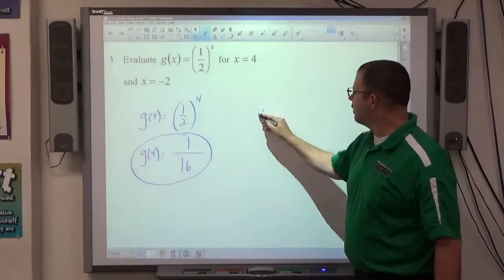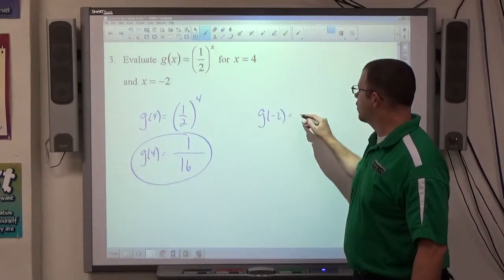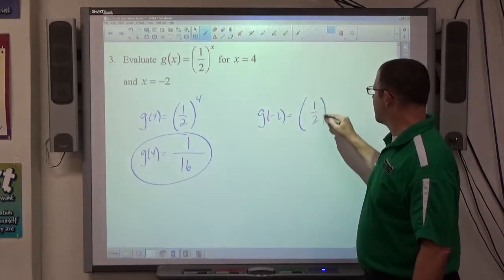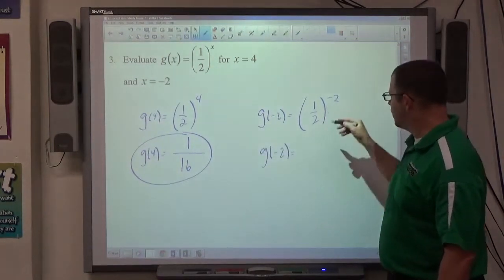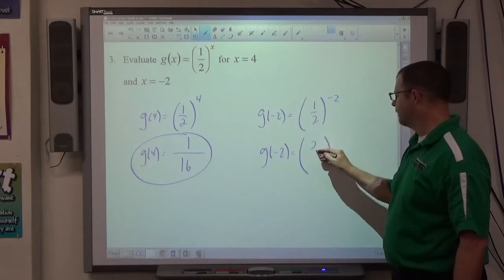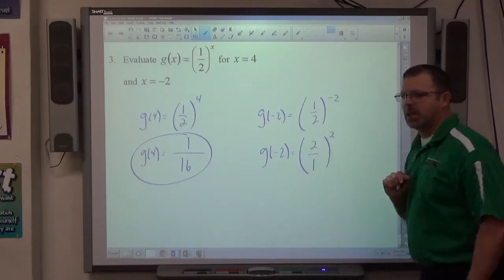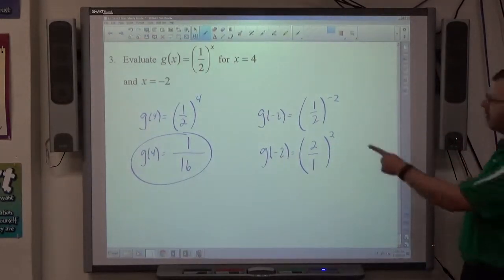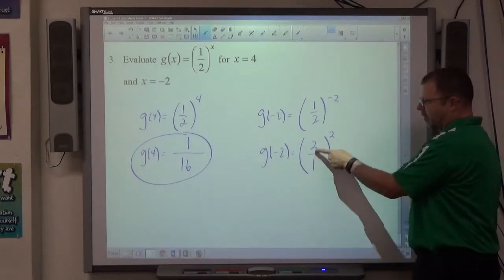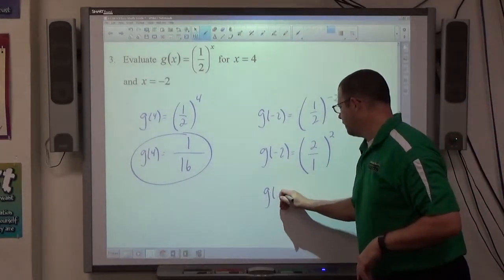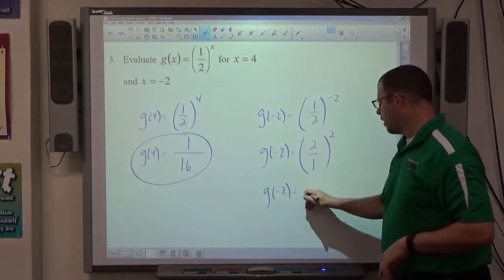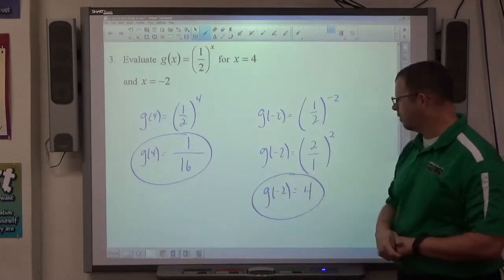If I want to do g of -2, that's going to be 1/2 to the -2nd power. If you're doing a fraction to a negative power, that's the same as taking its reciprocal to the positive power. So instead of 1/2 to the -2nd, I'd rather go 2 to the positive second. And that's just going to be 4 over 1. So g of -2 is equal to 4.